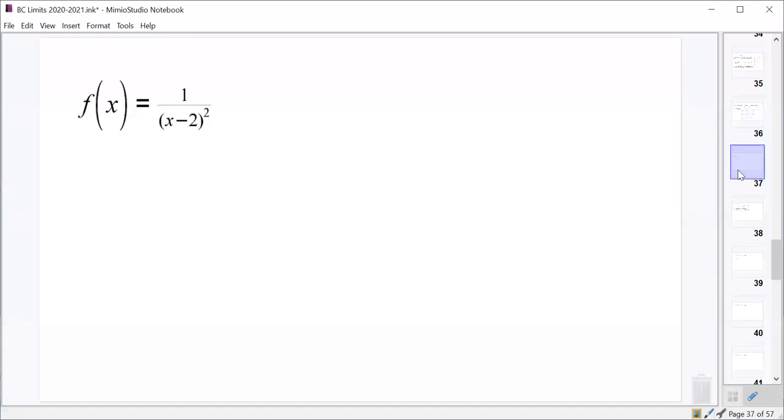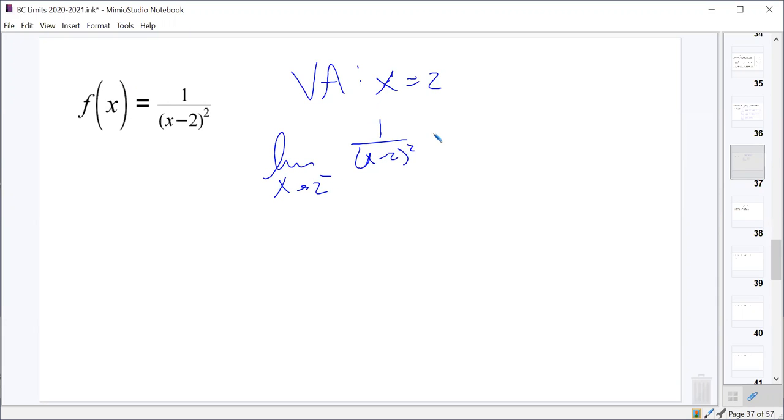All right, what about this one? 1 over x minus 2 squared. Where's the vertical asymptote? x equals 2. Good. What's the limit as x approaches 2 from the left of 1 over x minus 2 squared? Well, 1's just a 1. As we approach 2 from the left, that's 1.999999999 minus the 2 is a very small negative. Squared is a very small positive, and we get infinity.